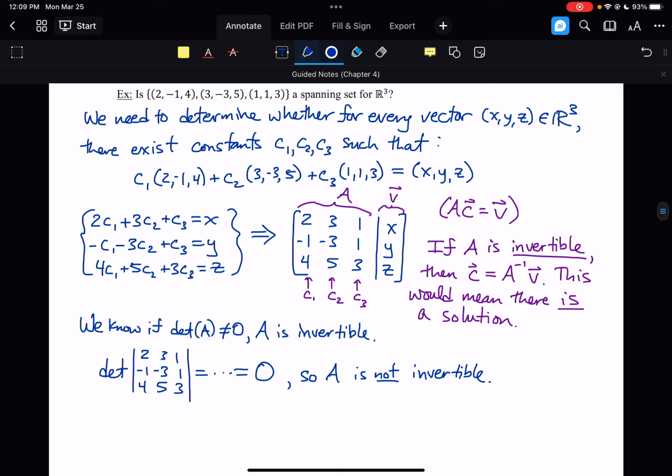So since this matrix is not invertible, that means there is no solution for C1, C2, C3. Okay, so this tells us that there are some values of x, y, z where we cannot find values to make this equation work. So there are some vectors in R3 that do not get covered by the linear combination of these three vectors. There are some vectors in R3 that cannot be created using only these three, which means, of course, that this set of vectors does not span R3, so it does not form a spanning set.